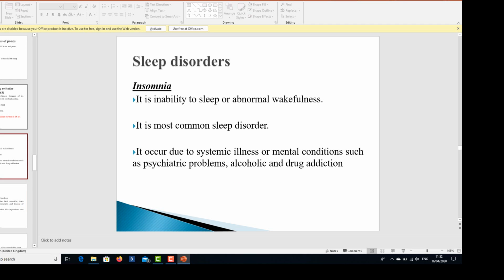Now, different sleep disorders. Insomnia, that is inability to sleep or abnormal wakefulness. It is the most common sleep disorder. It occurs due to systemic illness or mental conditions like psychiatric problems, alcoholic addiction, drug addiction.